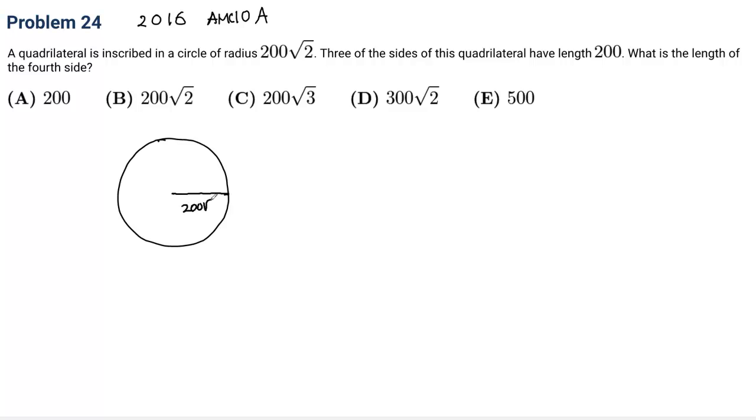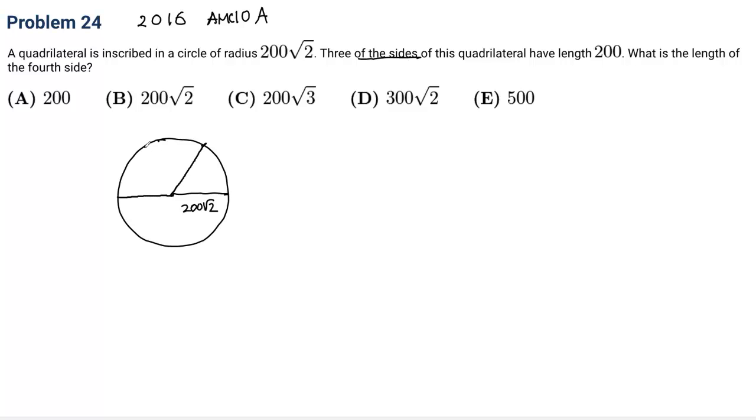We have a quadrilateral. Each side is 200. Okay, three sides, not every side: 200, 200, 200. So how does it look? You have to figure out. So maybe you can try, you can test this.